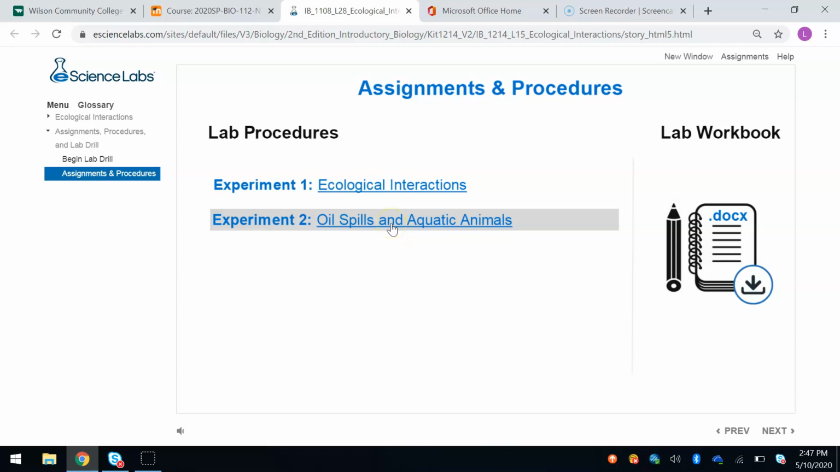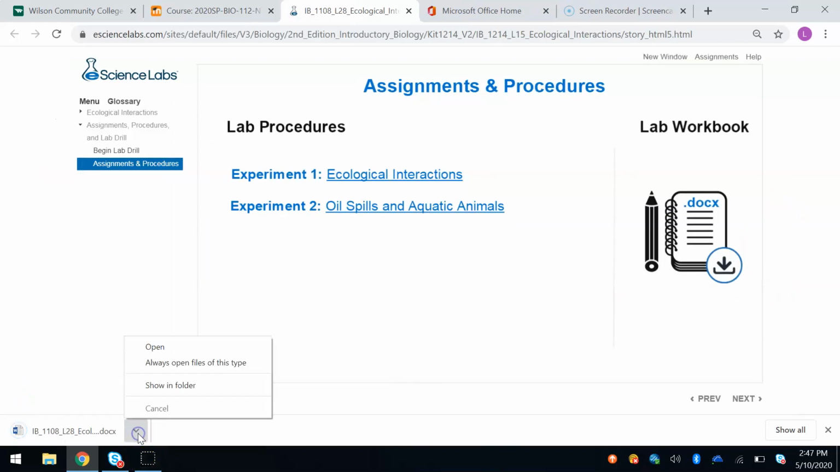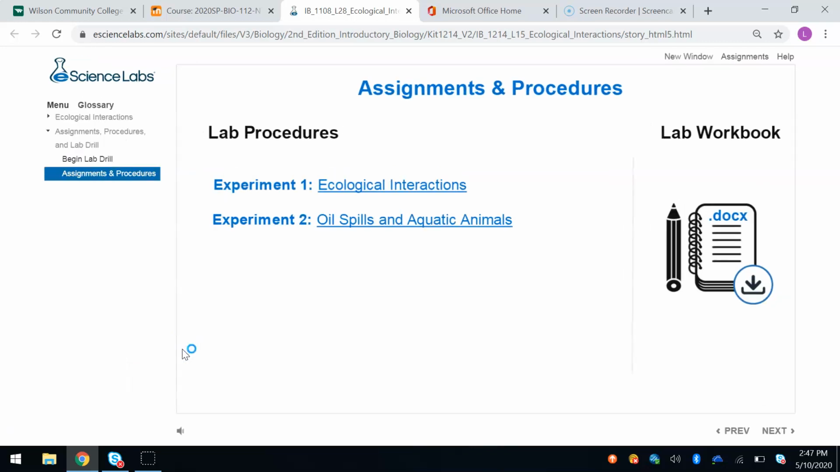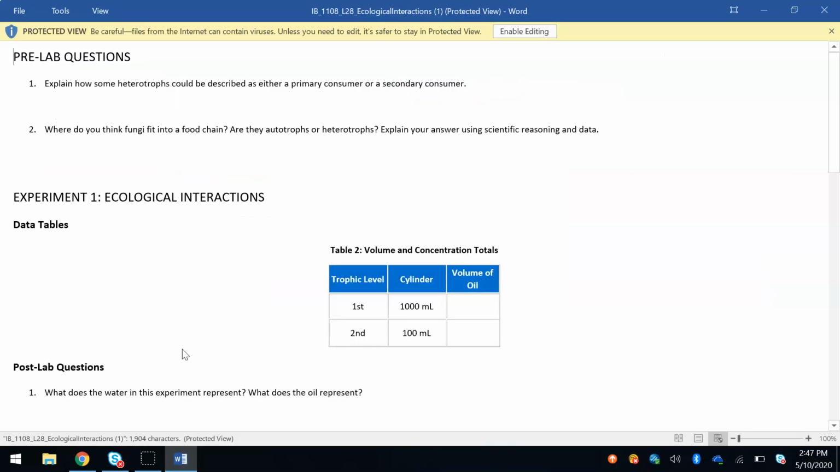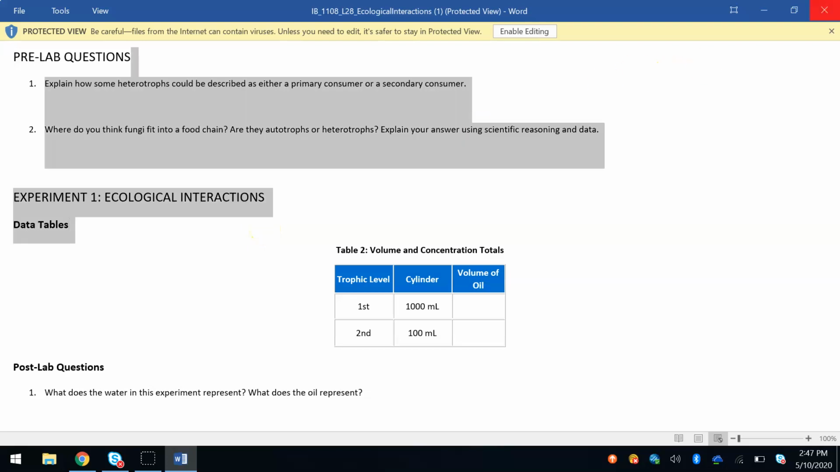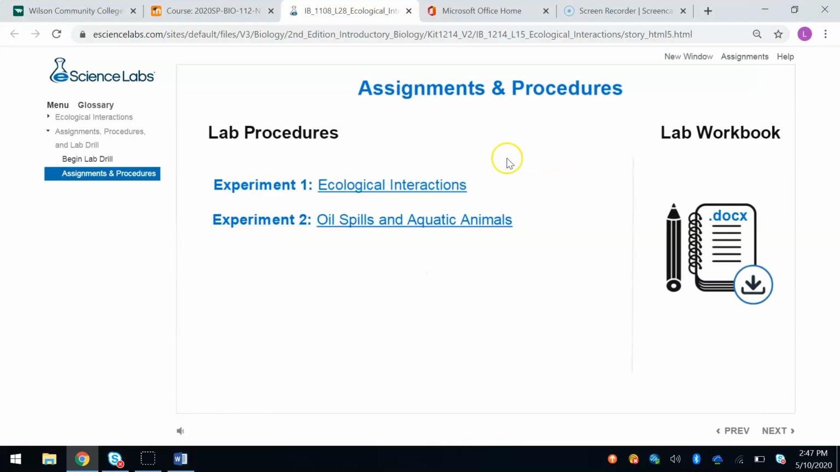experiment 2. So before I go there, I'm going to look at the lab report and see what you have to put in your table. Okay, so here's one place where it says volume of oil. Okay, so experiment 1, that's experiment 1. All right, so let's go to experiment 1.